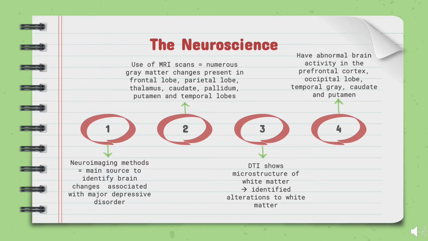Through the use of MRI scans, it has been identified that numerous gray matter changes are present in the frontal lobe, parietal lobe, thalamus, caudate, pallidum, putamen, and temporal lobes. Diffusion tensor imaging shows the microstructure of white matter and has identified alterations to white matter as well. Additionally, patients with depression have abnormal brain activity, specifically in the prefrontal cortex, occipital lobe, temporal gray, caudate, and putamen.